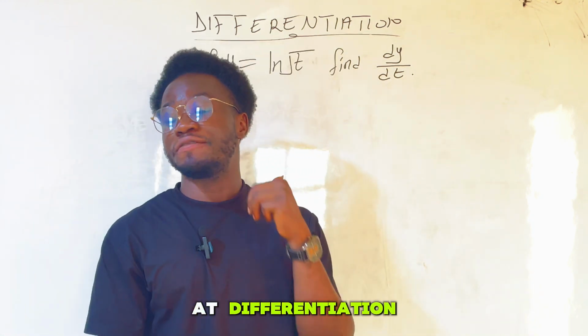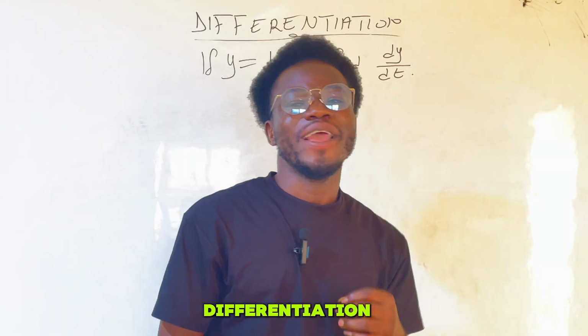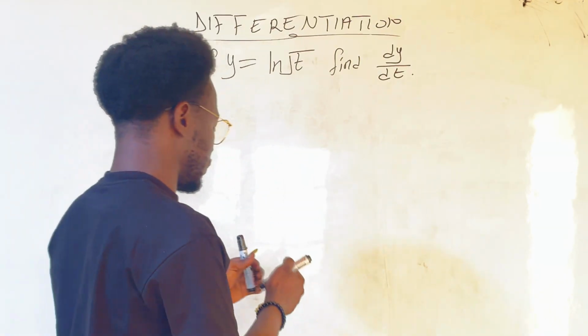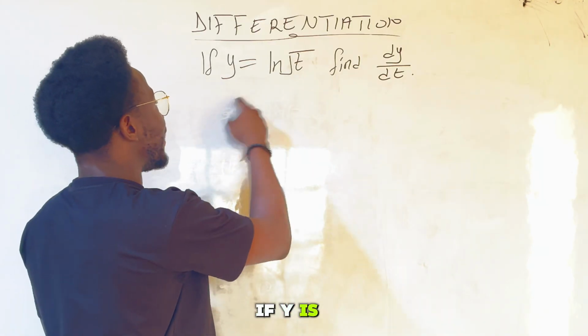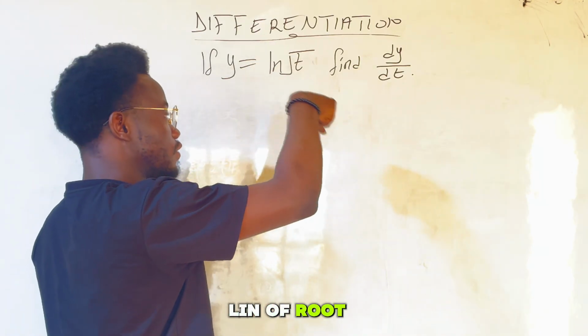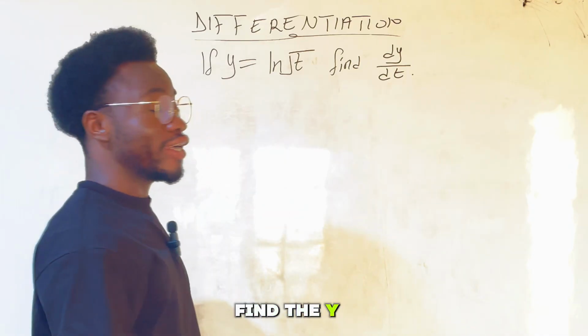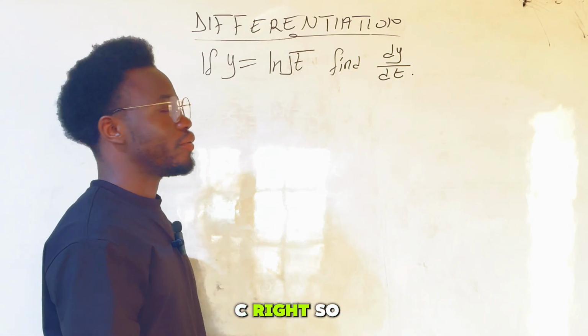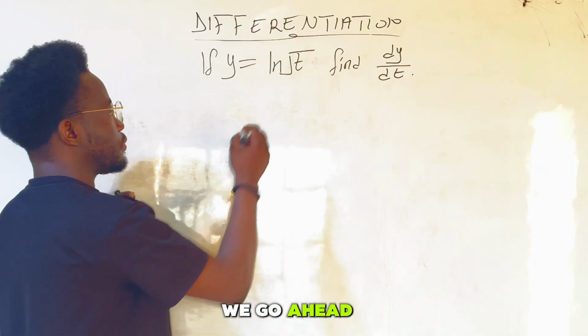We have been looking at differentiation. And today we have a beautiful question on the board. Let's get it done. The question says, if y is equal to the ln of root t, find dy/dt. So it means that we are differentiating y with respect to what? t, right? So we go ahead.